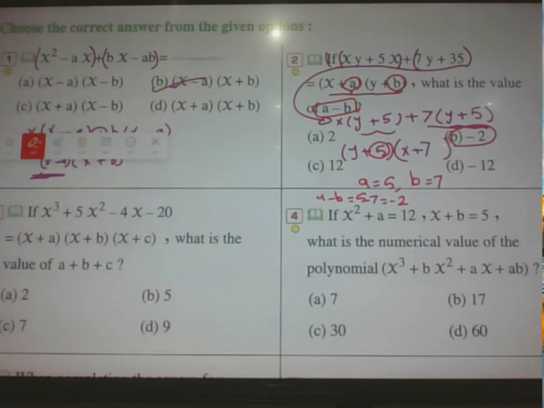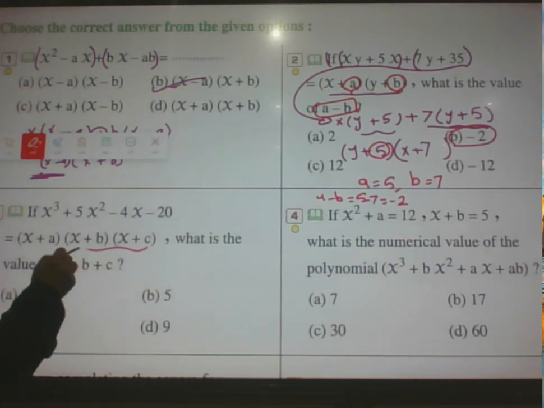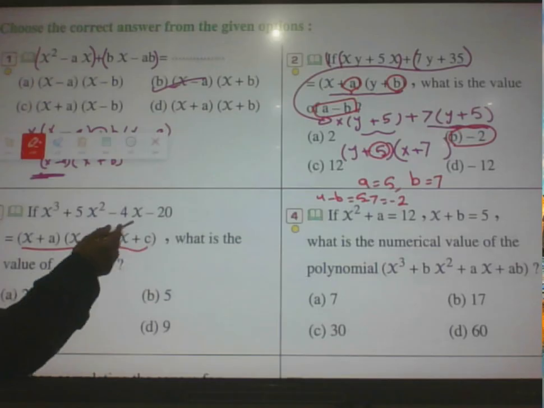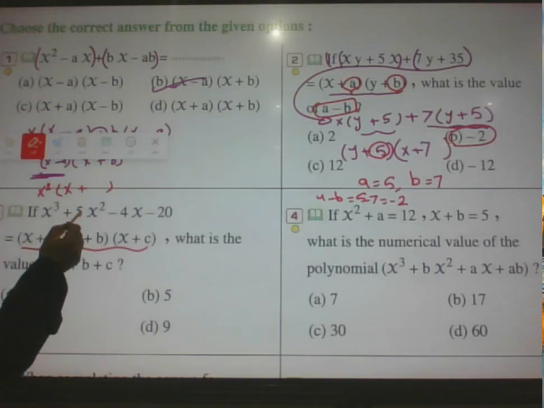Next question. If x power 3 plus 5x power 2 subtract 4x subtract 20 is the product of three brackets, what is the value of a plus b plus c? Okay, we can factorize the expression here. Look at 5x power 2. We can write x power 2 as the highest common factor between two terms. x power 3 divided by x power 2 equals x, and write positive. 5x power 2 divided by x power 2 equals 5.